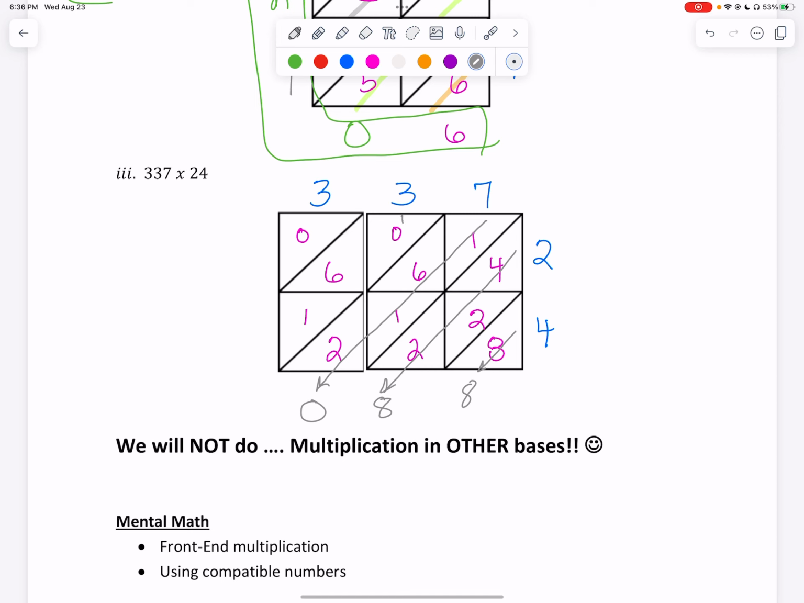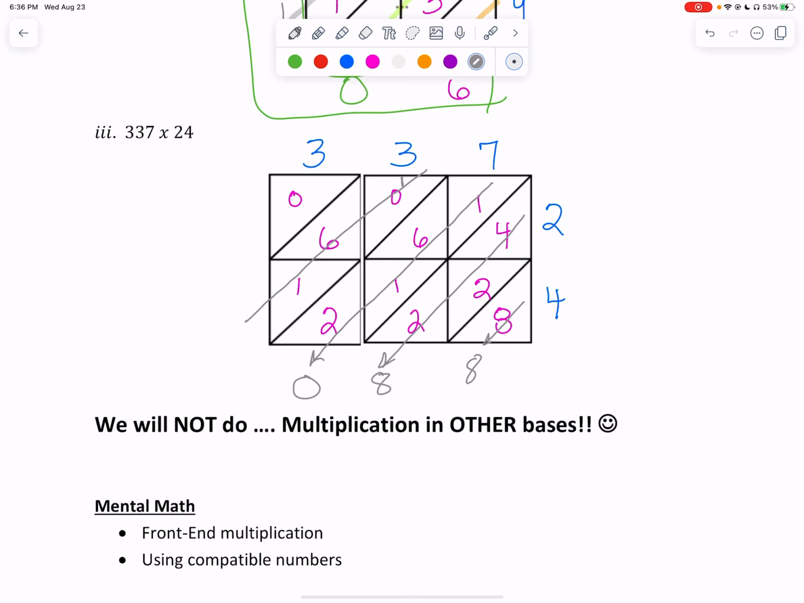So I'm going to carry my 1. And then this comes down, and that's going to be an 8. And then that's just a 0, so we don't have to use that one. So your answer should be 8,088. Okay, we're not going to be multiplying in other bases. We could, but no, we are not going to do that. Okay, so we're almost finished.